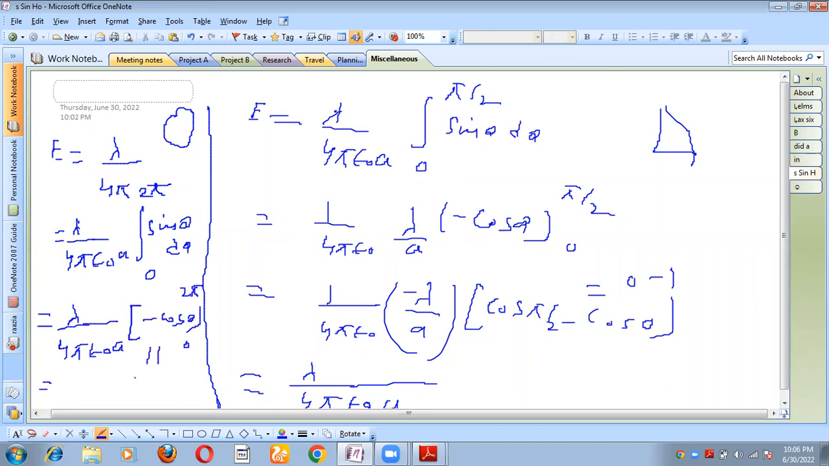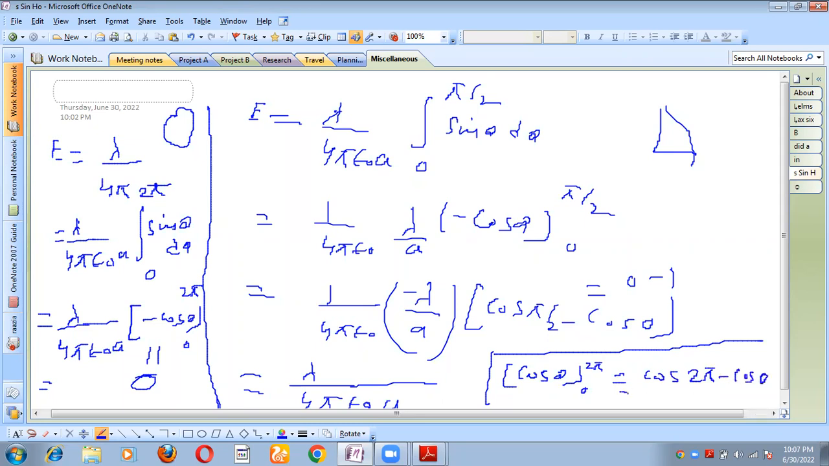Now this term will be equal to 0. If you find the value of cos theta from 0 to 2 pi, it will come as cos 2 pi minus cos 0. What is cos 2 pi? 1. And what is cos 0? Also 1. So it will be 0. So this term is 0. That is why the electric field at the center is 0. Getting my point? Yes, sir.